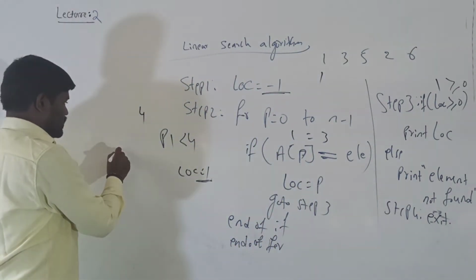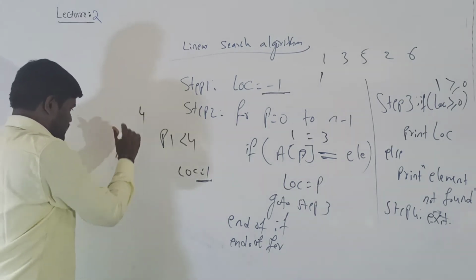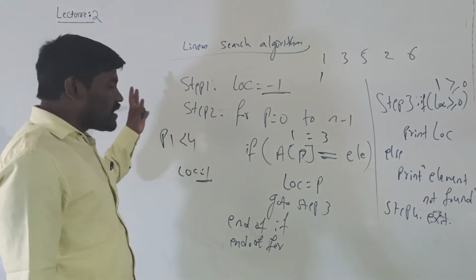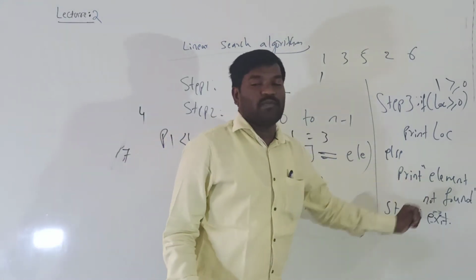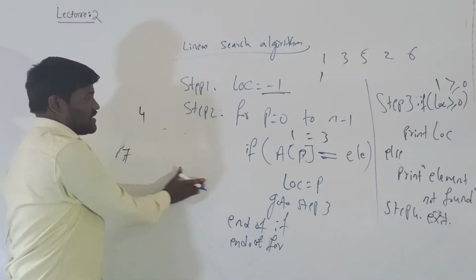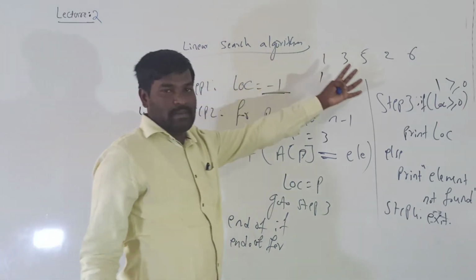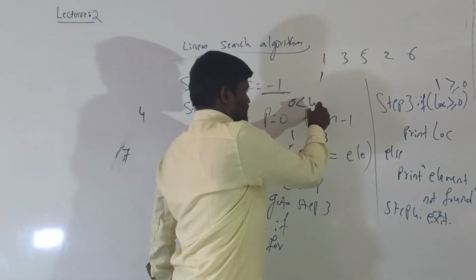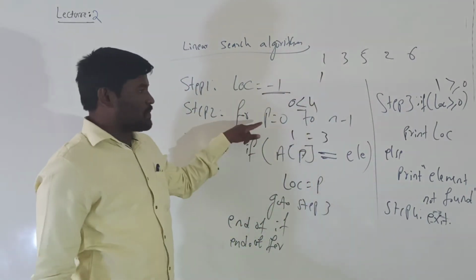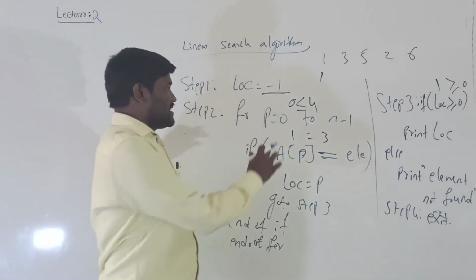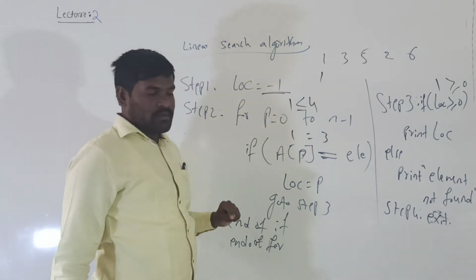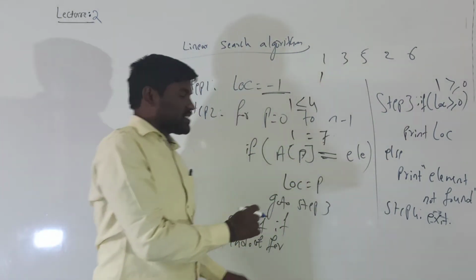6 is also present. Next I take 7. Now the algorithm will work for element not found or search unsuccessful. Again it starts with location equal to -1, P equal to 0, and I take the same elements. 0 is less than or equal to 4, the condition is true. A[0] is 1, and 1 equals 3 is false. Next P becomes 1, 1 is less than or equal to 4, again true. A[1] is 3, and 3 equals 7, because the searching element is 7.